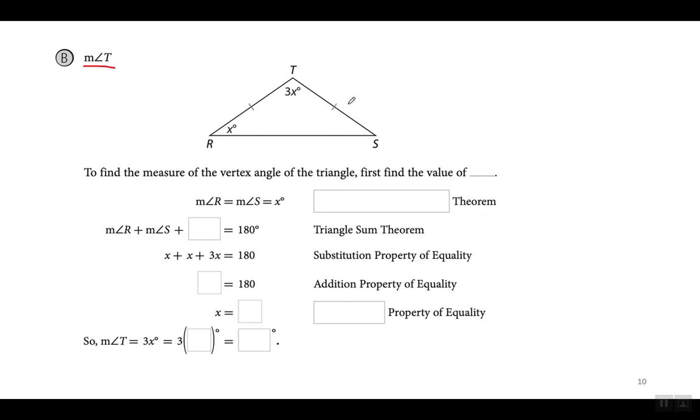Okay, because this side is equal to this side is congruent to this side. So that means that this angle is the same as this angle. These are the base angles.